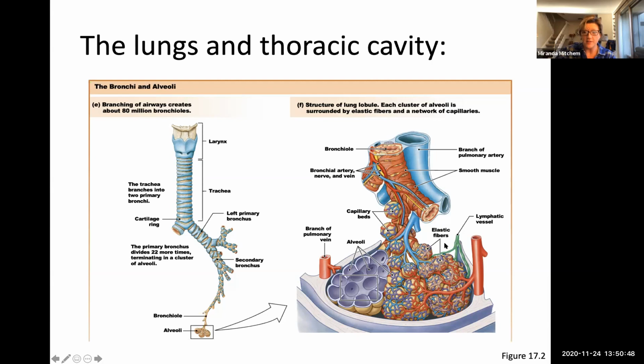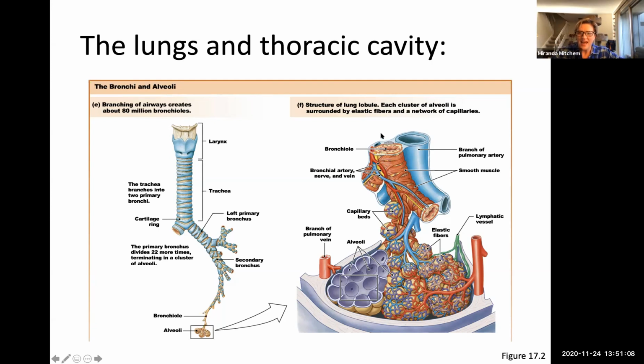There are lymphatic vessels here, just like we've seen in other parts of our body. They're present here, and they serve the same function. They help to recover fluid and also move some of the fatty molecules through there.